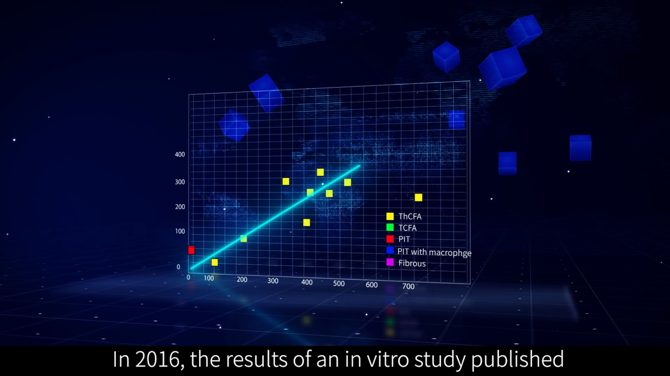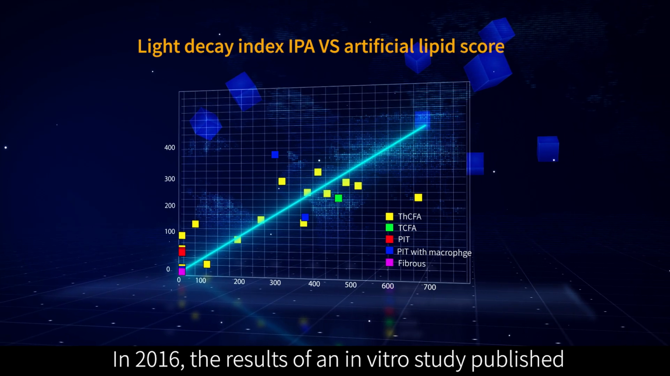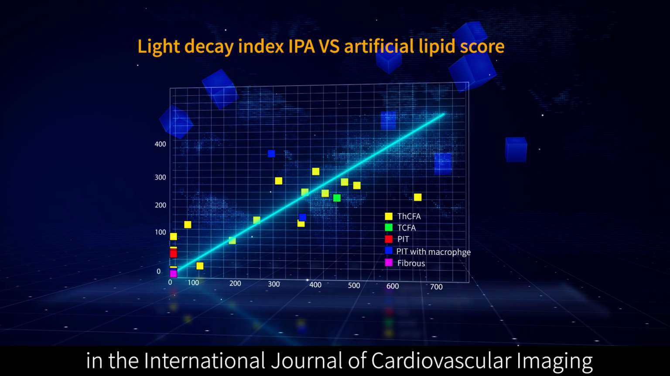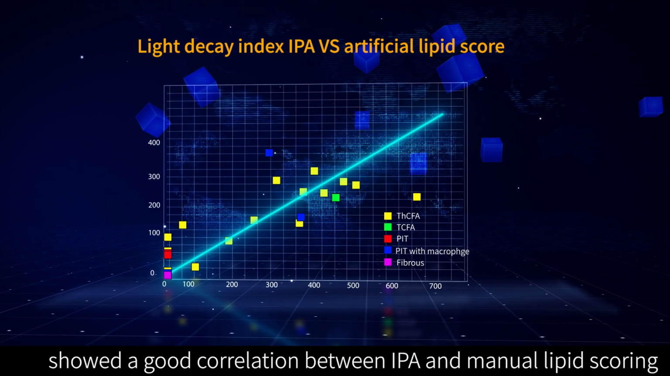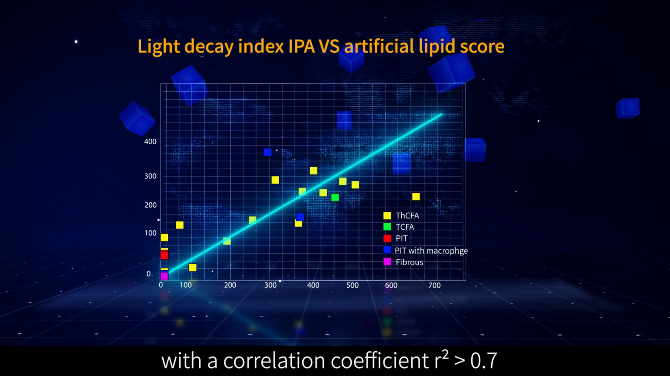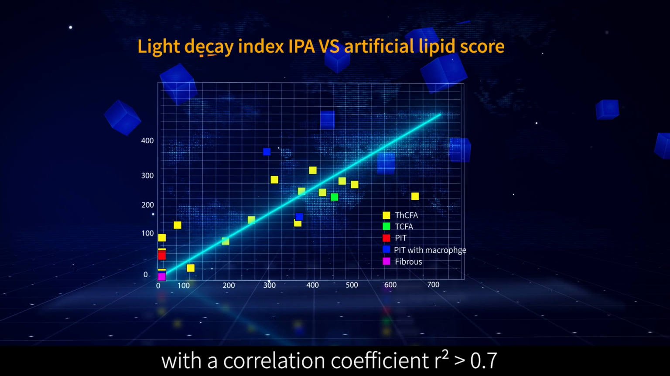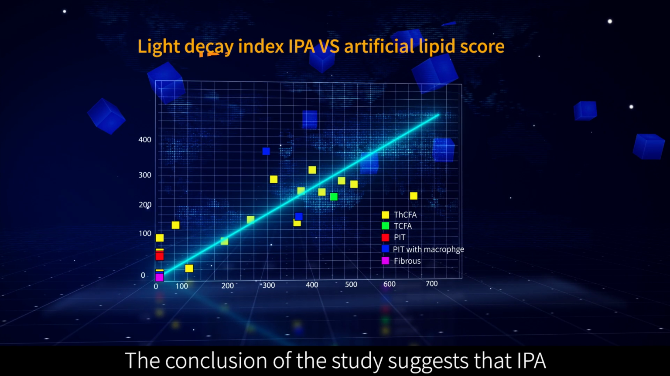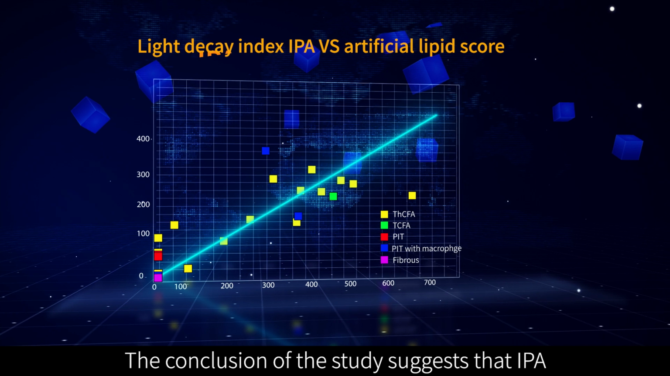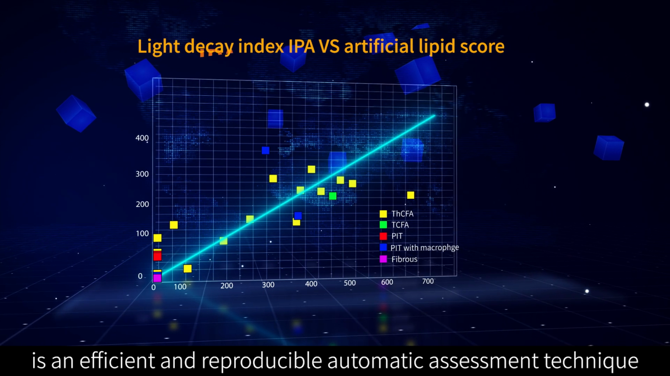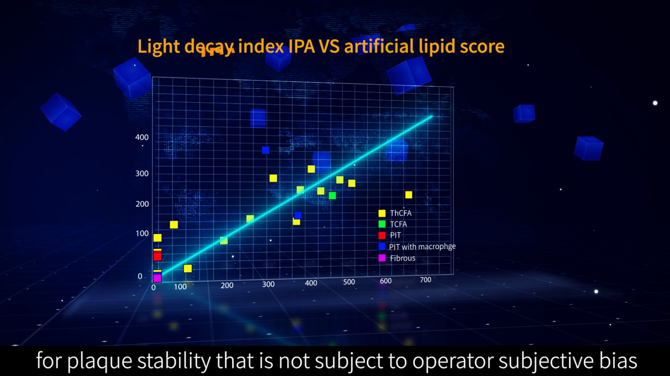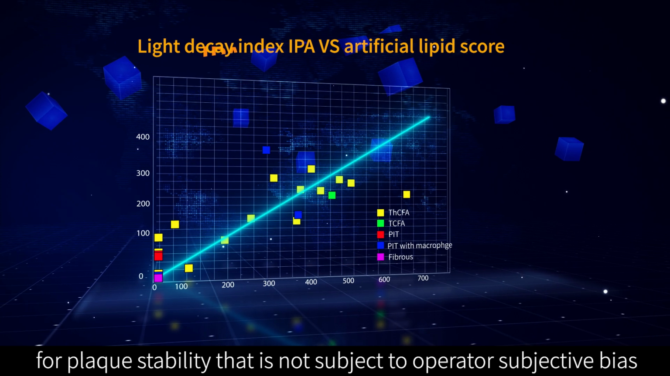In 2016, the results of an in vitro study published in the International Journal of Cardiovascular Imaging showed a good correlation between IPA and manual lipid scoring, with a correlation coefficient R2 greater than 0.7. The conclusion of the study suggests that IPA is an efficient and reproducible automatic assessment technique for plaque stability that is not subject to operator subjective bias.